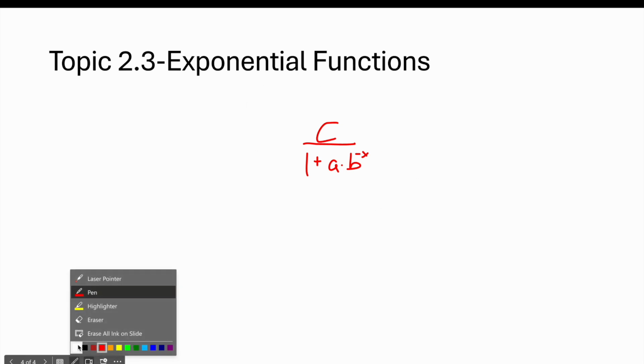And then moving on, that would be the same if you were to write it as a decay function, which is also c plus a times b to the negative x. So that would apply to a decay function as well. Graphing these exponential functions as logistic growth and logistic decay functions is actually very easy. You just plug it into your calculator.